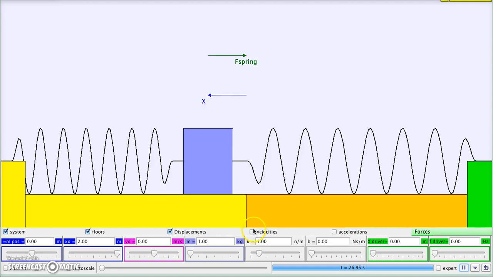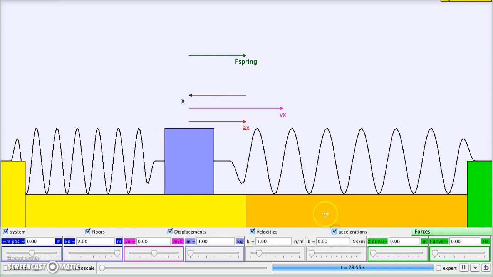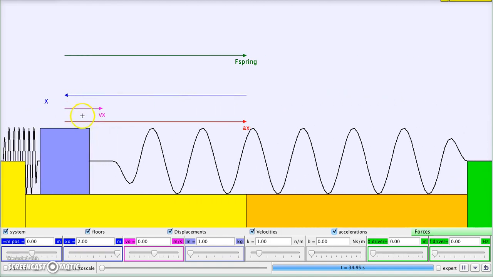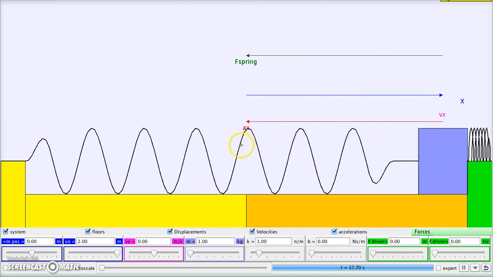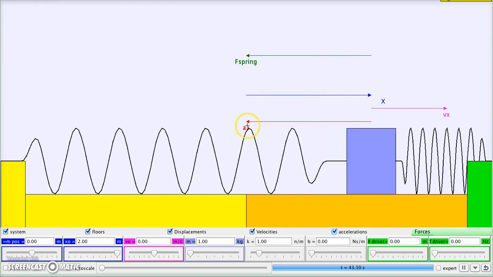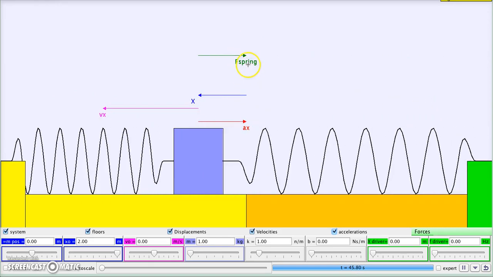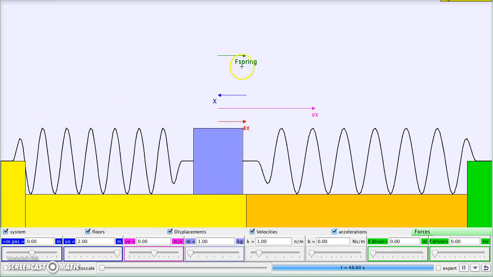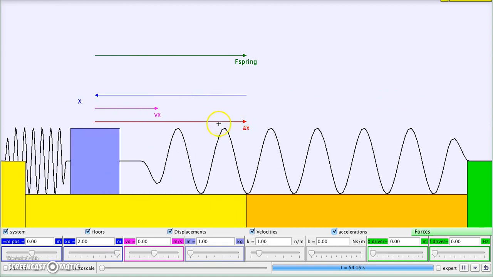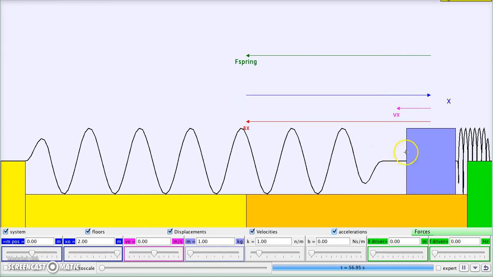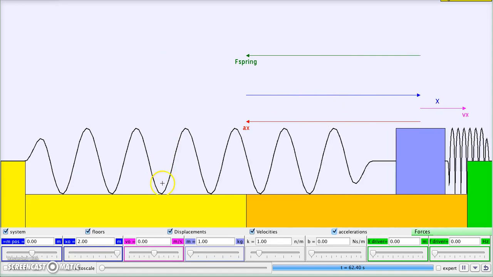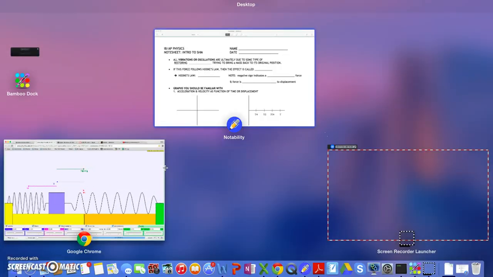Now, a couple things to point out here. If I check the velocity and the acceleration boxes, you will notice that the velocity, the purple line right here, is going the fastest when it's in the center. Its acceleration vector always matches the direction of the spring. So these two are always pointing in the same direction, and they are proportional to each other because F equals ma. We also notice that the acceleration and the force are largest when it's at the extremes, on either side. So let's take a look at this on our notes.